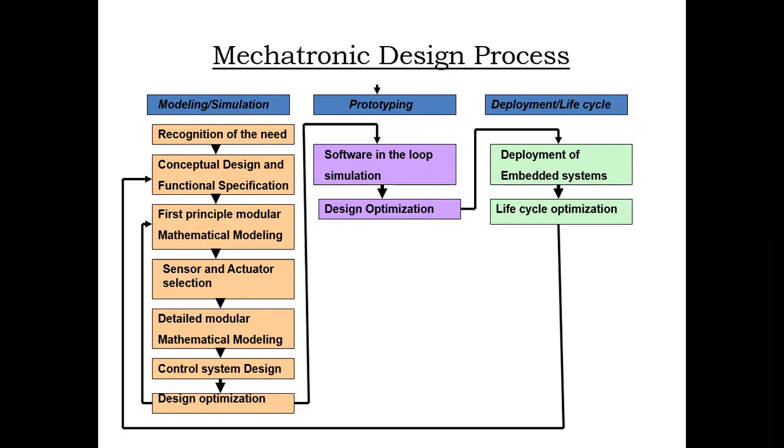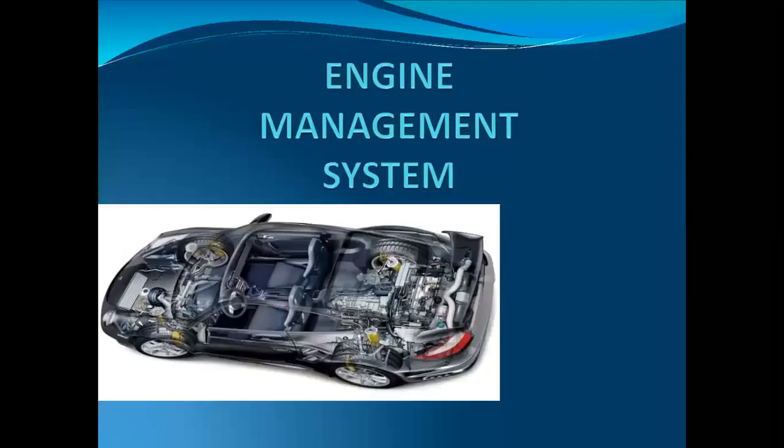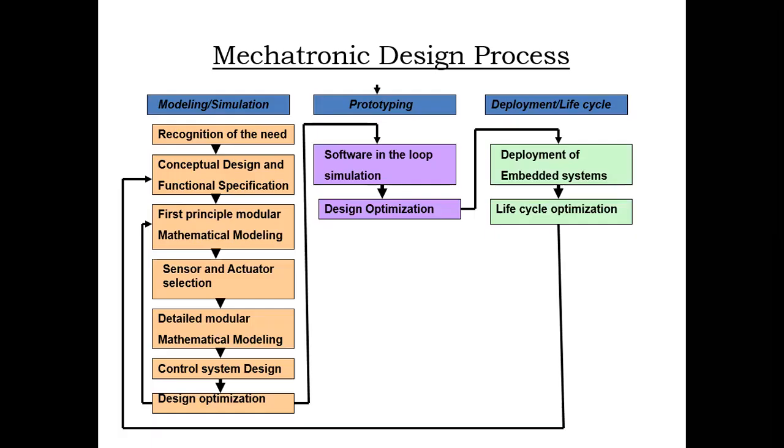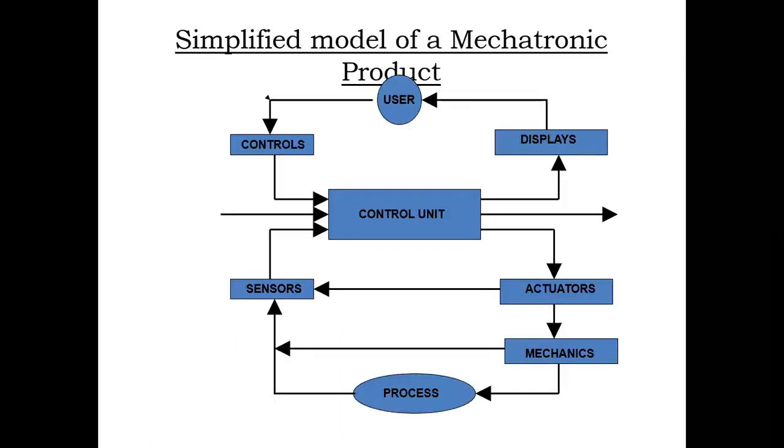That is deployment of the embedded system and the life cycle optimization process. That means how long it will work. For example, if you design an electronic brake, you need to define the life cycle of the electronic brake. If you design an electronic switch, you need to define the life cycle. Only then can we give the warranty to the particular product. Okay. So these are the mechatronic system design process and mechatronic design.